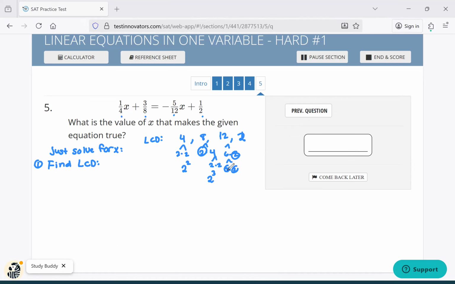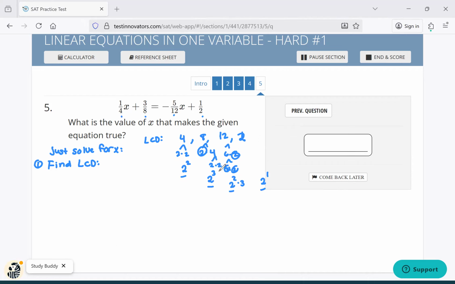So as you can see, we only care about the prime numbers. Our prime numbers are 2, 2, and 3. So that's 2 squared times 3. And then 2 is the same thing as 2 to the 1. So what you do is look at the base. We have a base of 2 here, a base of 2 there, a base of 2, a base of 2. If you have a repeating base, pick the one with the highest power.